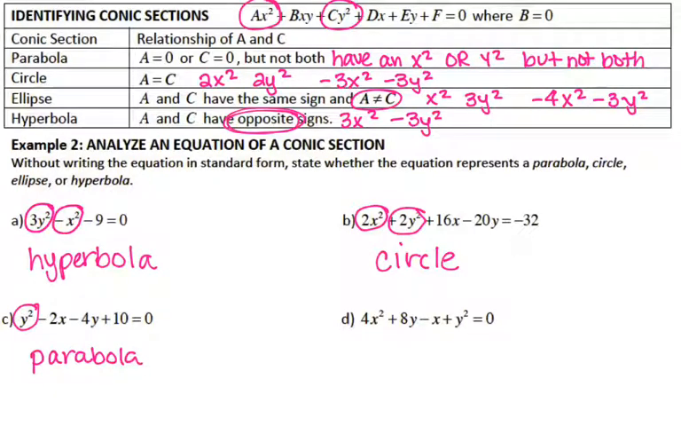And process of elimination would tell you that letter D is an ellipse, but let's double check. I have 4x squared, 1y squared. They are the same sign, and my coefficients are different. So that makes that equation represent an ellipse. All right, so that is how you identify equations of conic sections.